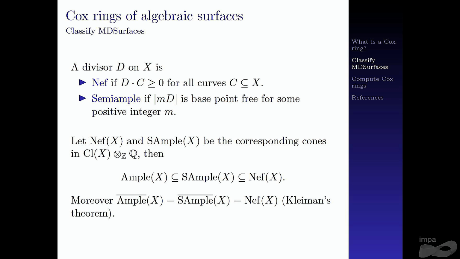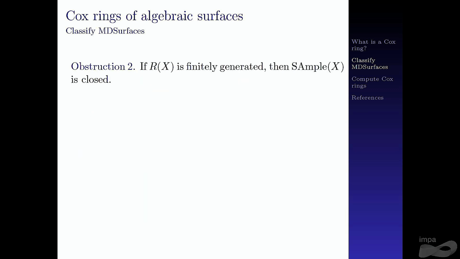Moreover, we know that the closure of the ample cone coincides with the nef cone by Kleiman's theorem, and so we also have that the closure of the semi-ample cone coincides with the nef cone. So the point here is, assume that the Cox ring is finitely generated, then what happens is the semi-ample cone is closed.